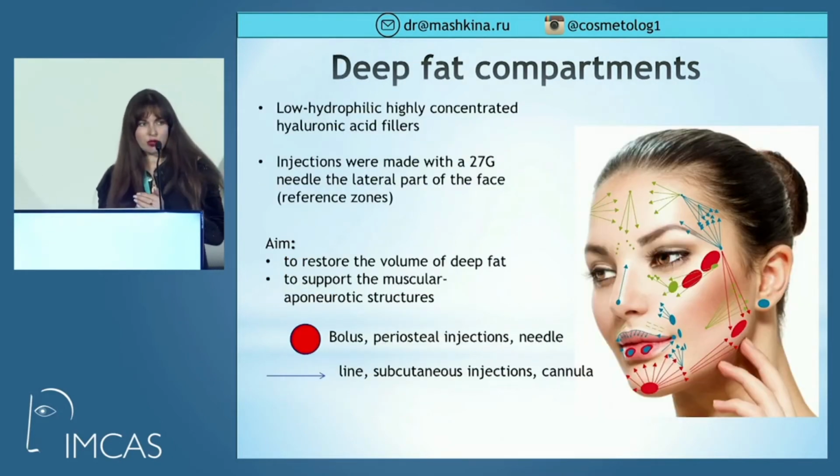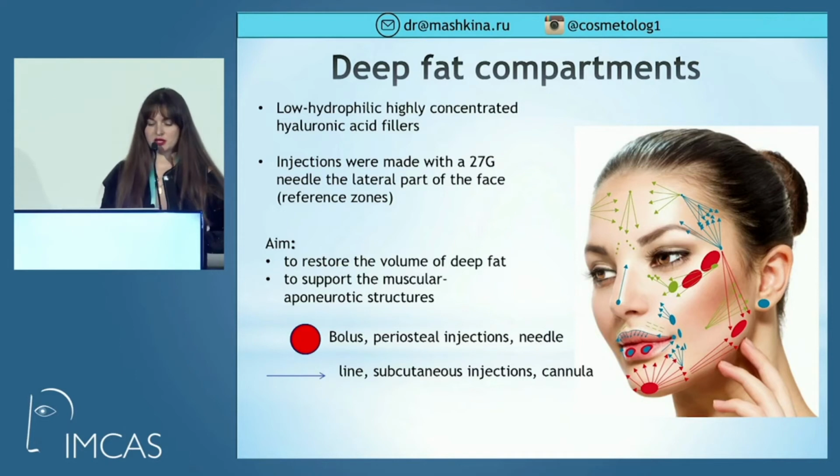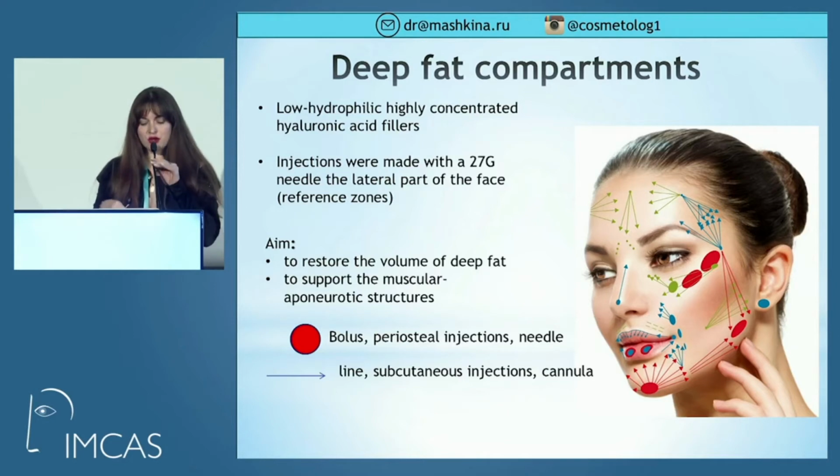And let's go deeper. We work with deep fat compartments, and this system contains bolus periosteal injection with needles, but I also use a technique with cannula. This is a line, and this is subcutaneous injection with cannula. We use low hydrophilic, highly concentrated hyaluronic acid filler, and our aims are to restore the volume of deep fat and to support the muscular aponeurotic structures.